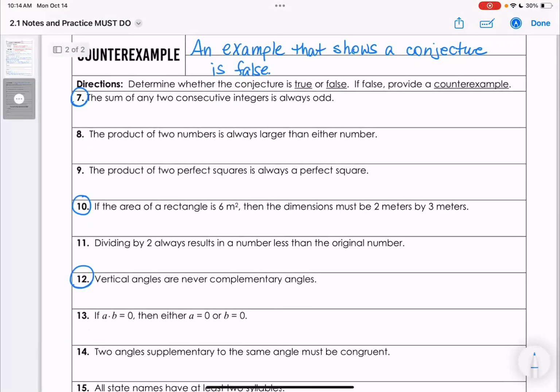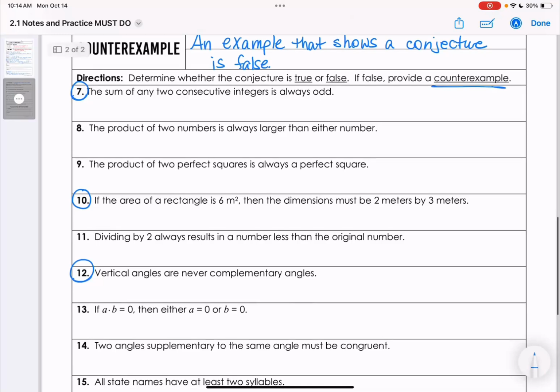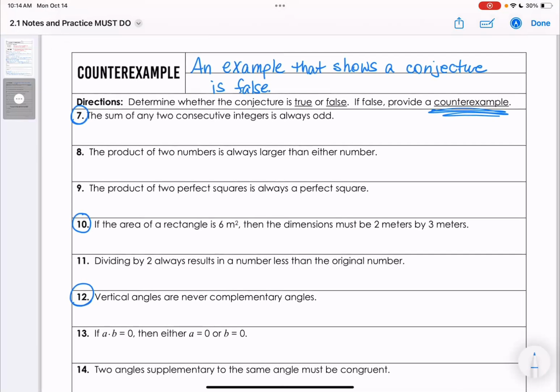Those were conjectures. So these are some conjectures that are written for us, and we have to determine if they are true or if they are false. And if they're false, we're going to provide a counterexample, which is the example that shows it's false. So let's look at the first one here, number 7. The sum of any two consecutive integers is always odd.